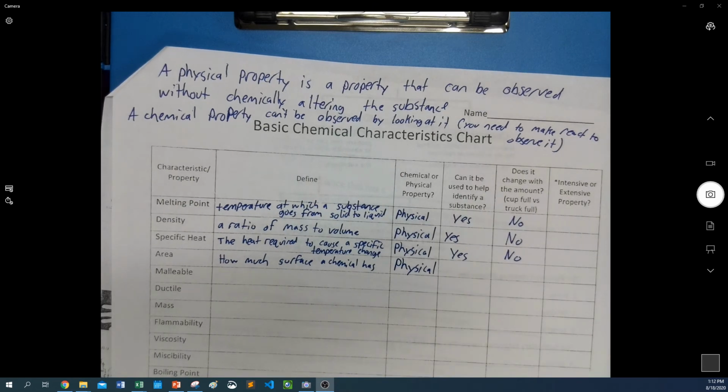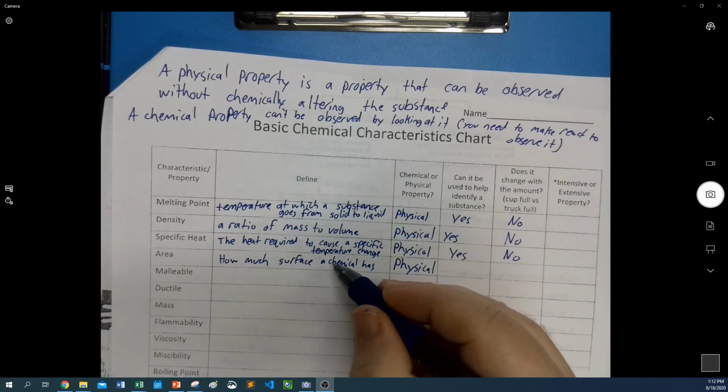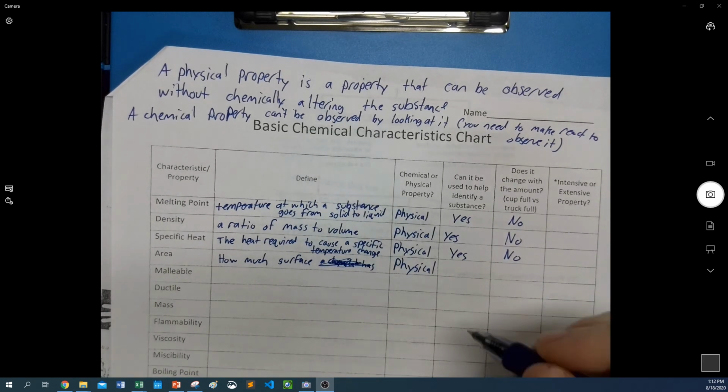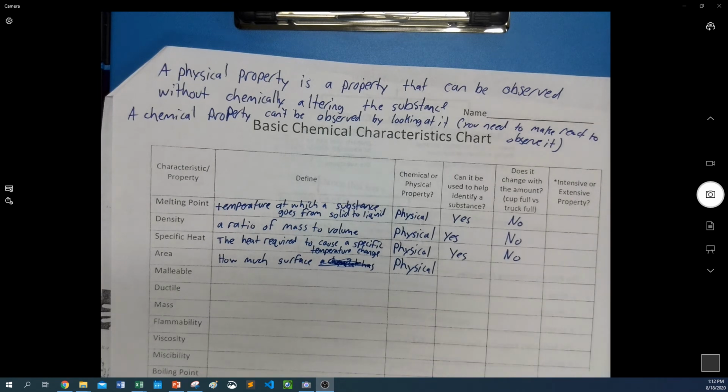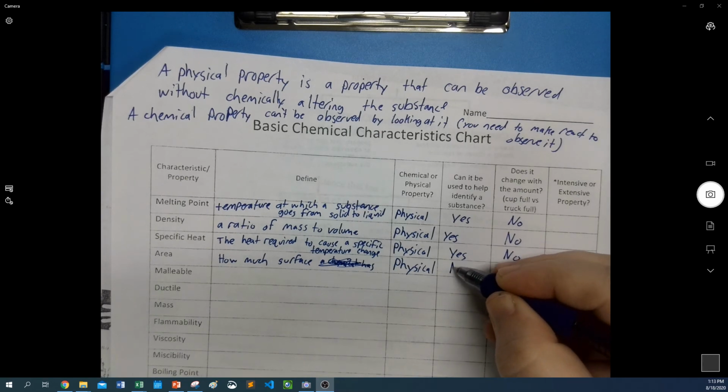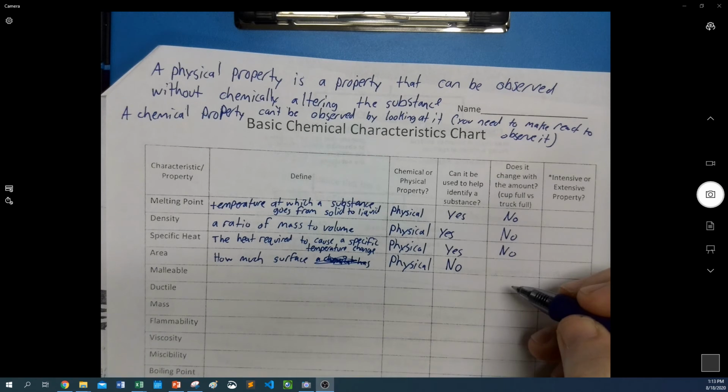Can this be used to identify a substance? I really don't like the fact that I'm wording it with how much surface a chemical has. So if I told you I have a mysterious material that is 1 foot by 1 foot, has 1 square foot, do you know what that chemical is? You can't really identify a substance, so no. Does it change with the amount? Yes. If I cut a piece of paper in half, it has less surface area, so yes, it does change with the amount.